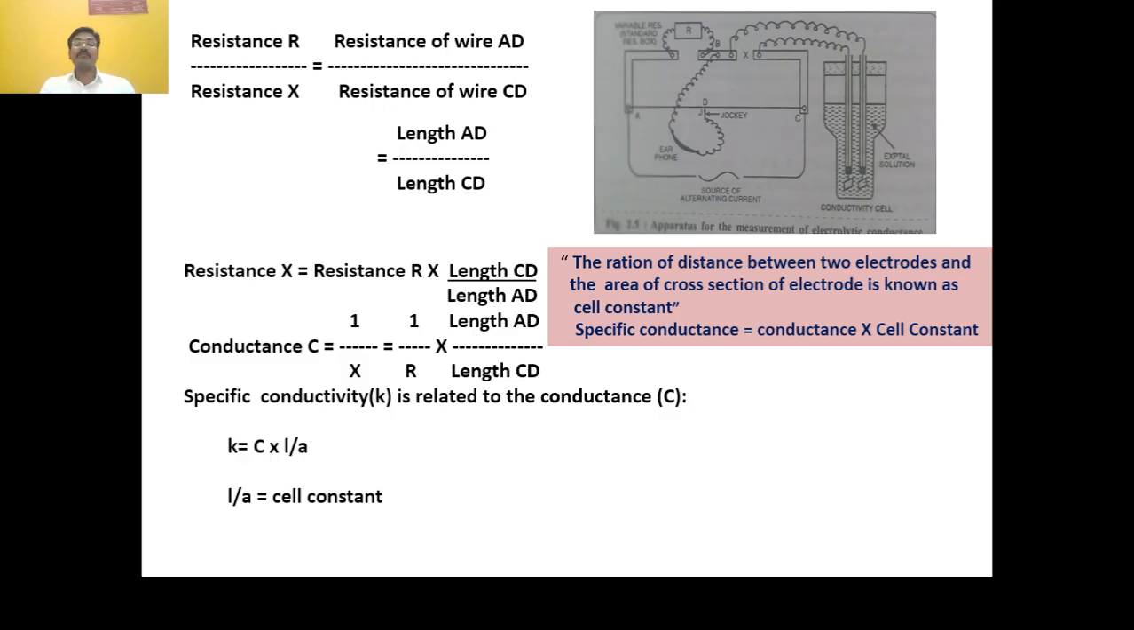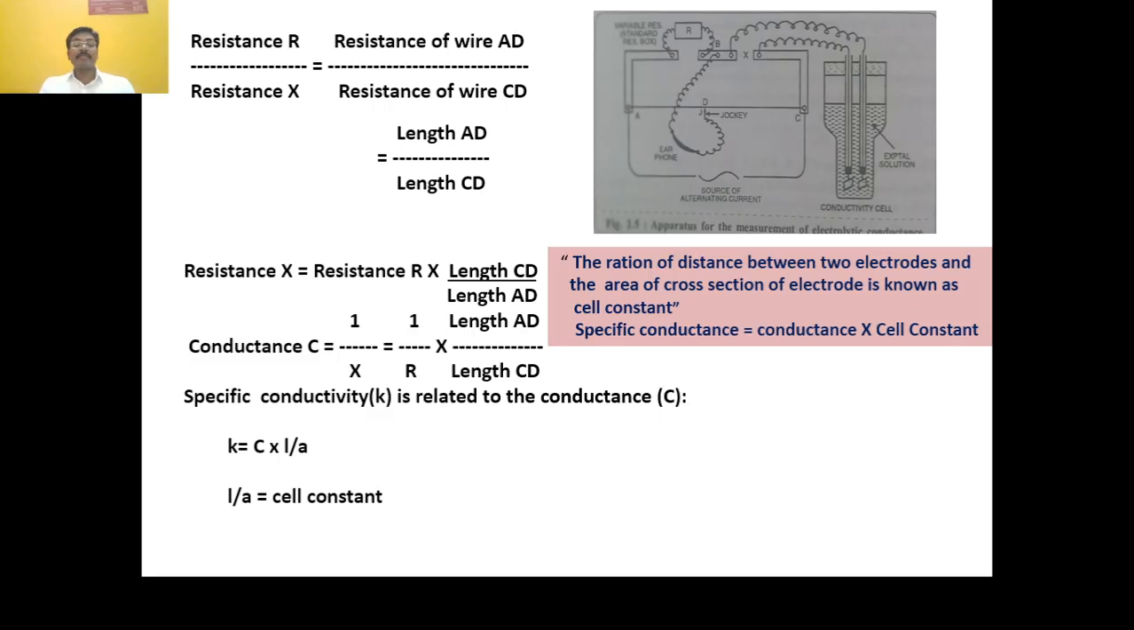Means the above equation is modified as the conductance C is equal to the reciprocal of the unknown resistance, that is equal to 1 upon R. R is nothing but a resistance which we have to fix in the resistance box. It is into the length AD divided by length CD.